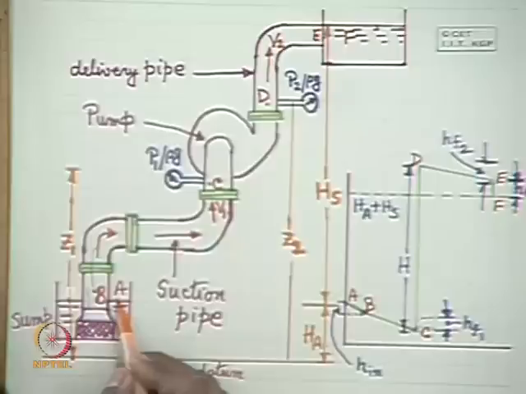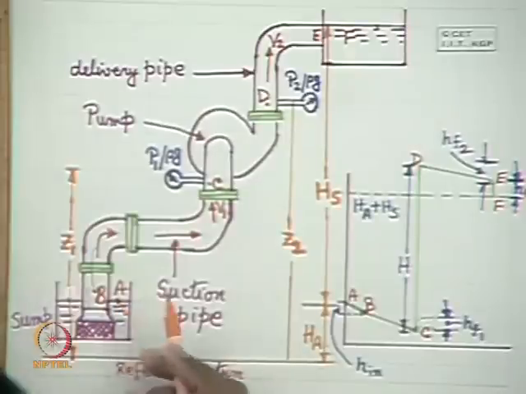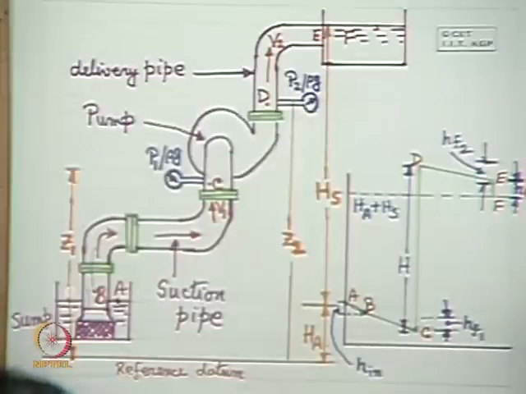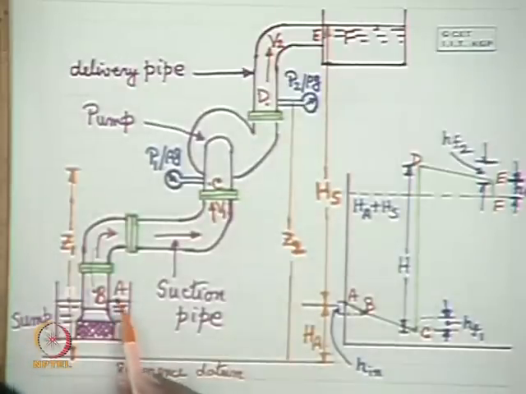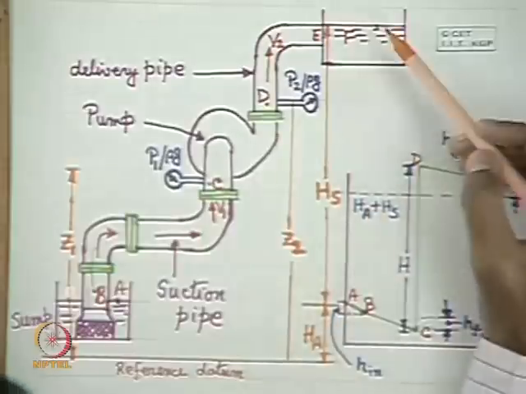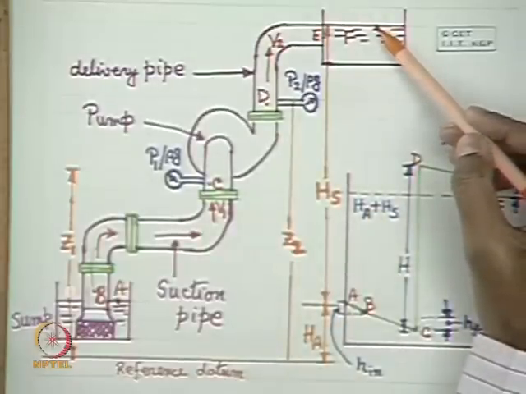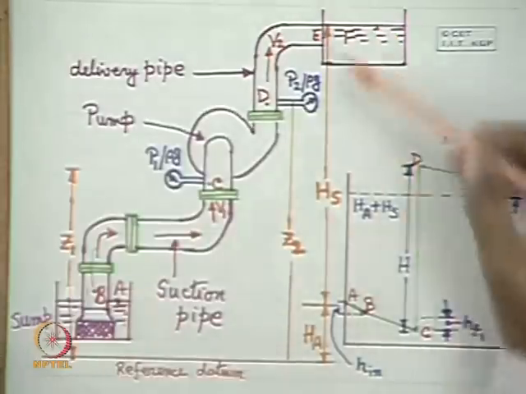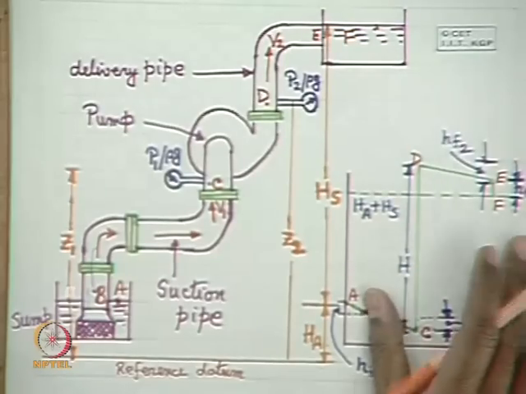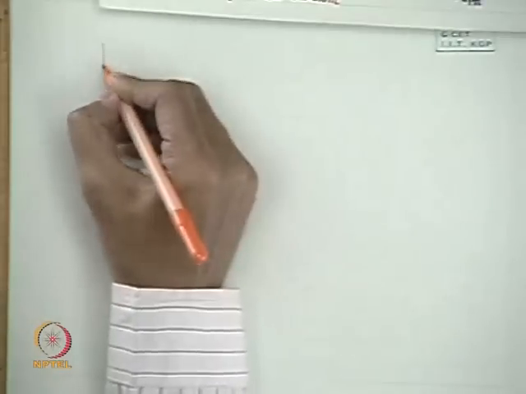Well, what is the energy at this point? It is simply HA. The energy at this point is HA. Why? Because at this point the pressure is atmospheric pressure, so we consider the pressure energy to be 0. That means we calculate the pressure energy as P by rho g, where P is the gauge pressure. So when the pressure energy is 0 and kinetic energy is 0, the total energy is HA. So the difference in total energy of the liquid at the upper reservoir and the liquid at the lower reservoir is HS. This HS is known as the static head.